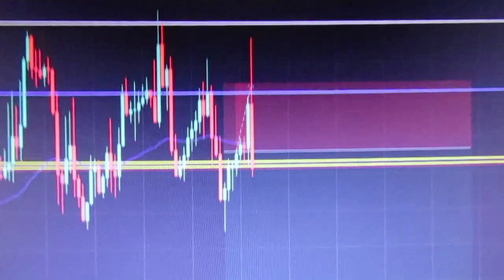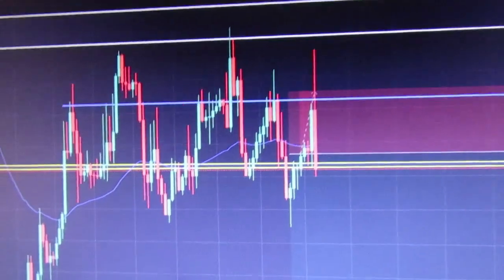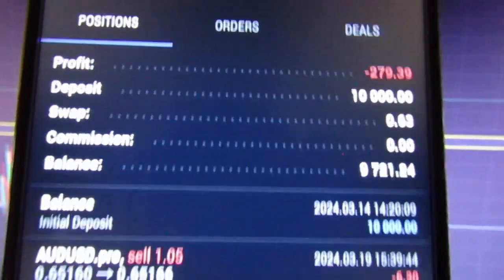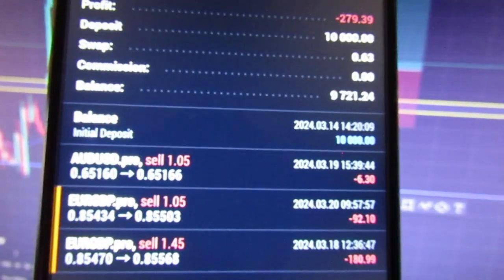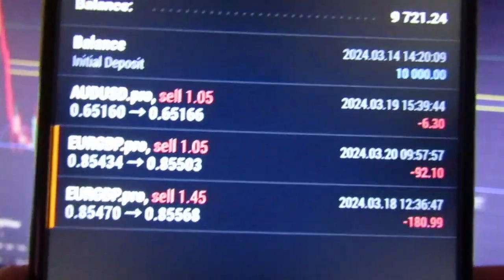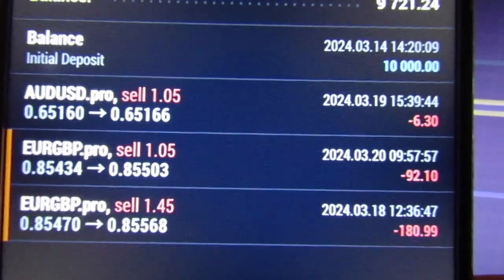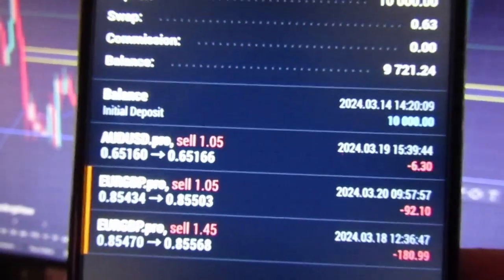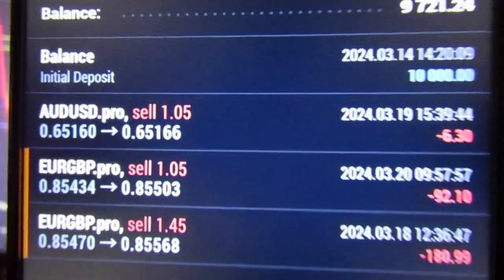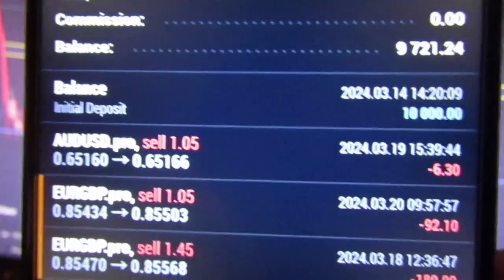I'm currently in phase 1, so we have to get this account up now. Our maximum loss is like 800, so we're still within good boundaries. And as you guys can see, all of this was only losses that we took, right? Our first loss was on Euro GBP. That was our first trade for 180, and you guys can see Euro GBP again for $92.